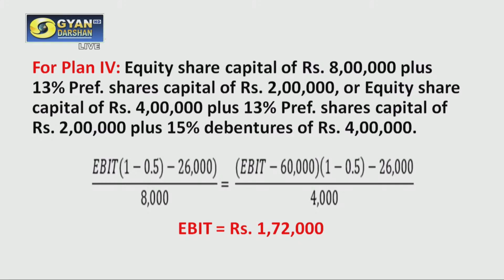The last case is where we have equity shares of rupees 8 lakh and preference shares of rupees 2 lakh in combination 1, and equity shares of rupees 5 lakh, preference shares of rupees 2 lakh, and debentures of rupees 4 lakh in the other. We just need to put these two scenarios in the equation and equate them. By solving this equation, again we can calculate our EBIT, and our EBIT is 1,72,000 in this case.